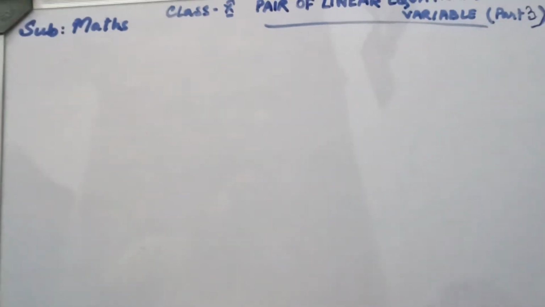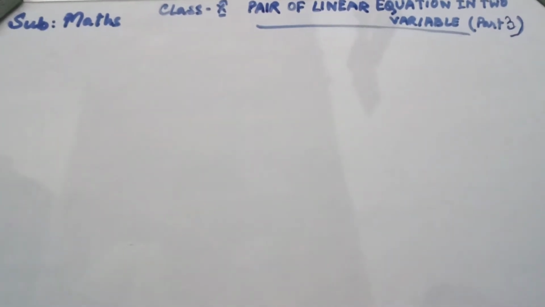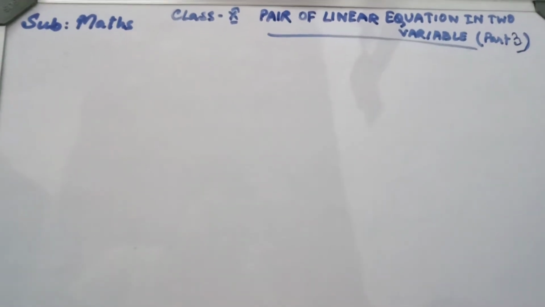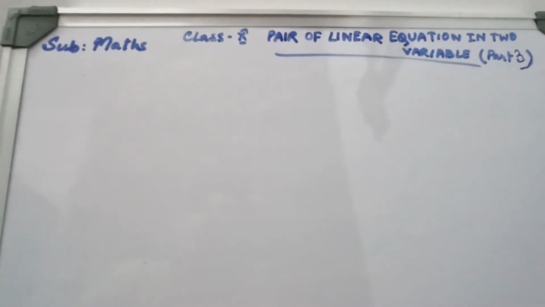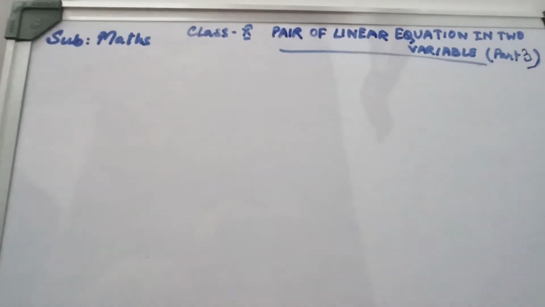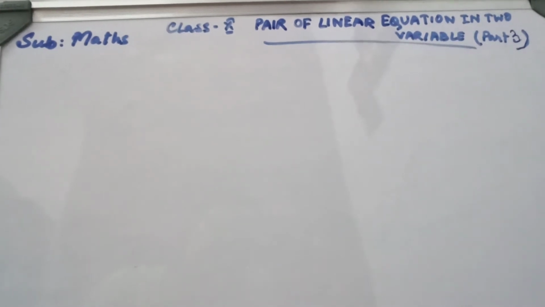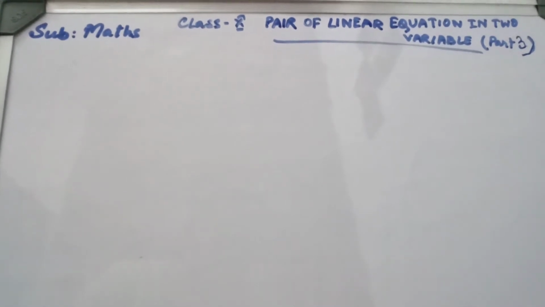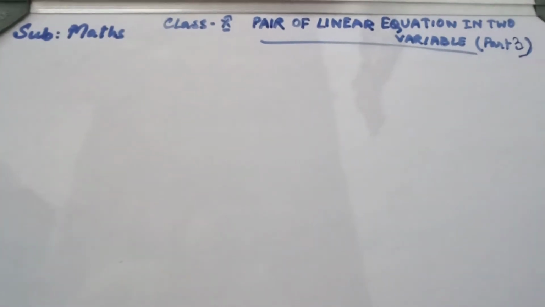So children, in last class we have studied about pair of linear equation in two variables. Under it we have studied various algebraic methods of solving a pair of equation. I told you that there are four methods by which you can solve. First is substitution, second is elimination. These two methods you have already learned in your last class. Now today we will be dealing with cross multiplication method and reducing an equation and solving it. These two methods you will be learning in this video.